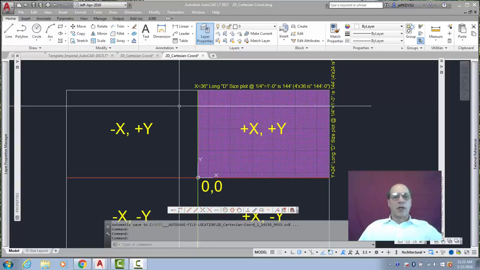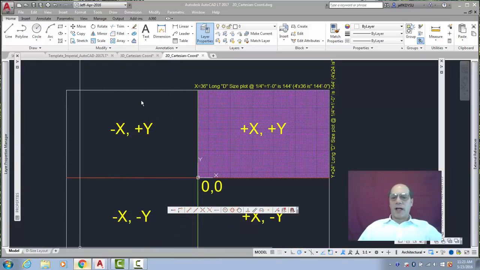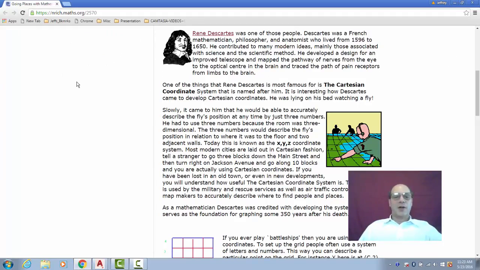Well, let's go to the internet and look at a gentleman by the name of René Descartes. He was looking at a fly flying over his bed in the 1600s, and he came up with an idea to define a point in 3D space through an X, a Y, and a Z coordinate fashion. Of course, when you write something in a scientific paper back in the 1600s, you do it in Latin, and Descartes became Cartesian. That's how it evolved into that. So we call it the Cartesian coordinate system.